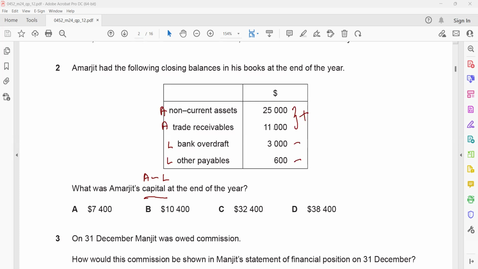So we will get 25,000 plus 11,000 and minus 3,600. So we get 3,240. So the answer is C.